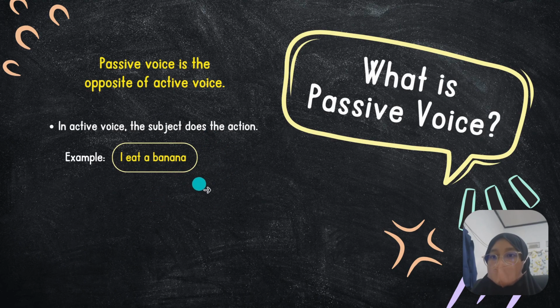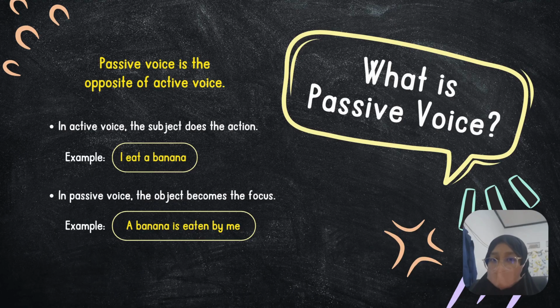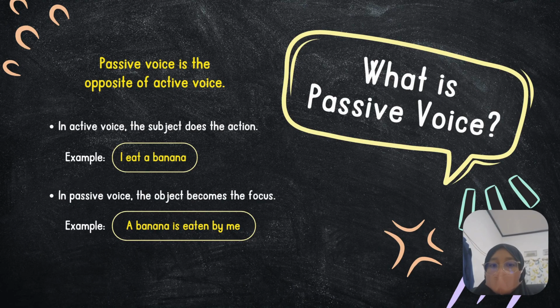Meanwhile, in the passive voice, the object becomes the focus. For example, a banana is eaten by me. So, by comparing both, we can clearly see the difference.